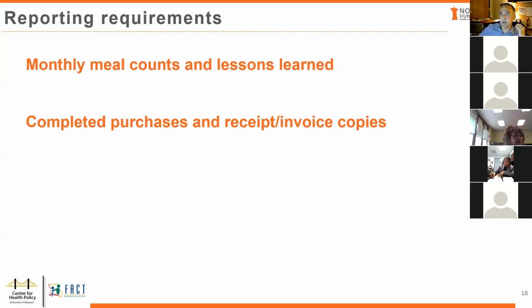We have an invoice report that you turn in, where you describe each item and then attach receipts for the actual purchase. Again, this is down the road after you've been awarded and you've already made your purchases and you're serving the kids and you're trucking along. The second main reporting requirement is we want to know, for every month, how many meals you served.